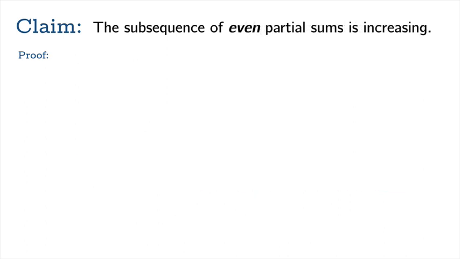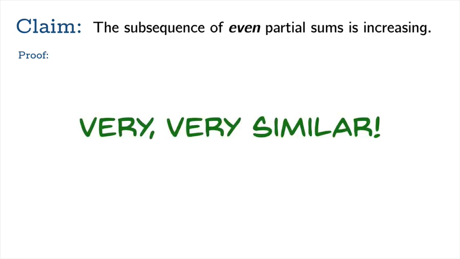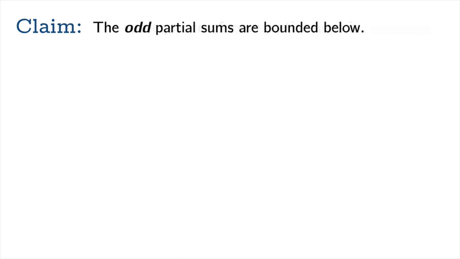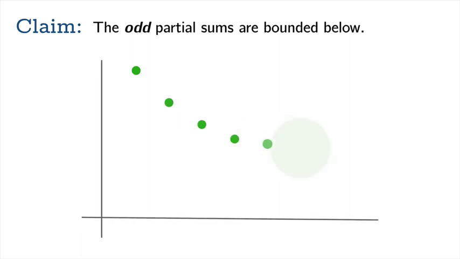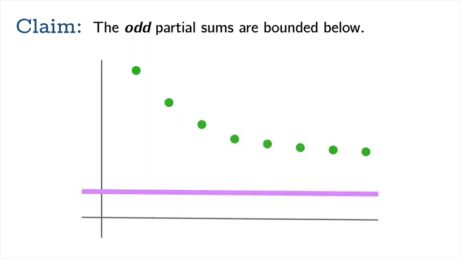Now, we also claim the subsequence of even partial sums is strictly increasing, and the proof is going to look very, very similar, and I will leave it to you as an exercise. So the next step, the odd partial sums are bounded below. What do we mean by this? We already know they're strictly decreasing. And if we could figure out a floor below which they do not go, then the monotone convergence theorem is going to tell us that this subsequence of odd partial sums actually has to converge. So this is a key step.